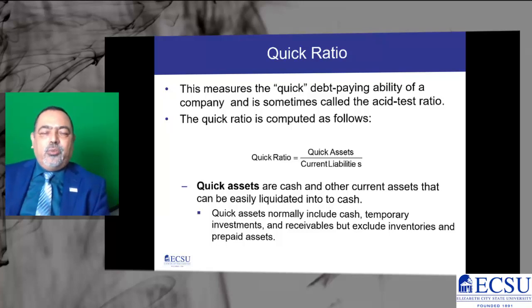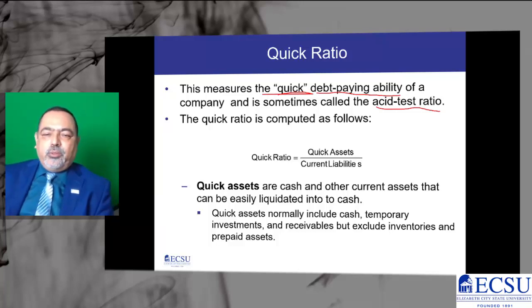Now, the next ratio we are going to talk about in this segment of the lesson is the quick ratio. Quick ratio is also called the acid test ratio. As the phrase suggests, acid test is, of course, one of the pretty difficult tests to pass. We also call it a quick ratio because what we are trying to do is find out how quickly a company can pay off its debt, basically measuring the ability to pay off its debt in a very short period of time.